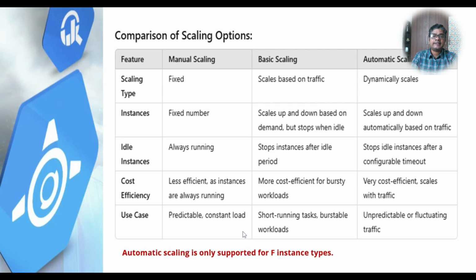Comparison of the scaling options. By choosing the right scaling option, you can optimize the performance and cost of your application. Manual scaling is best when you have a fixed workload. Basic scaling is suitable for short running tasks. Auto scaling is ideal for applications with fluctuating or unpredictable traffic that need to scale dynamically. Auto scaling is only supported for F instance types. You have to make sure of that while choosing the instance types.